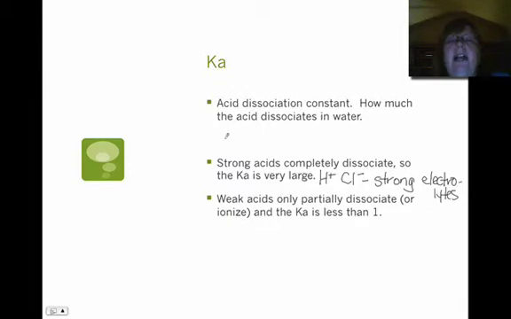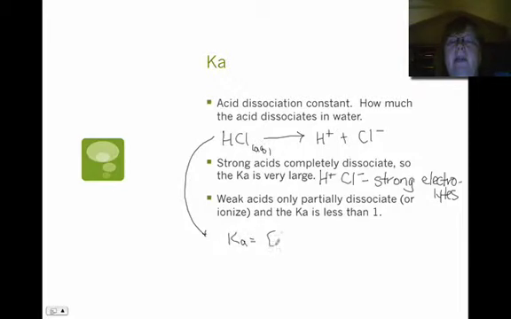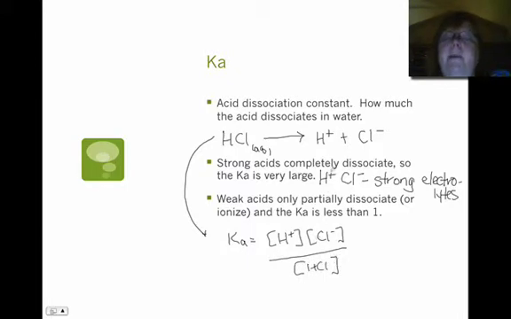So for our strong acid, let's say hydrochloric acid, it forms H+ plus Cl-, aqueous. The Ka would be the H+ and the Cl-, the products over the reactants, and it is a really big number, which means it's all products.